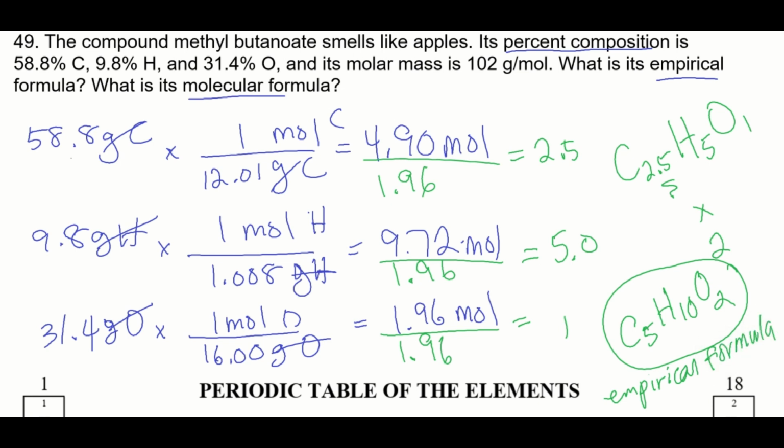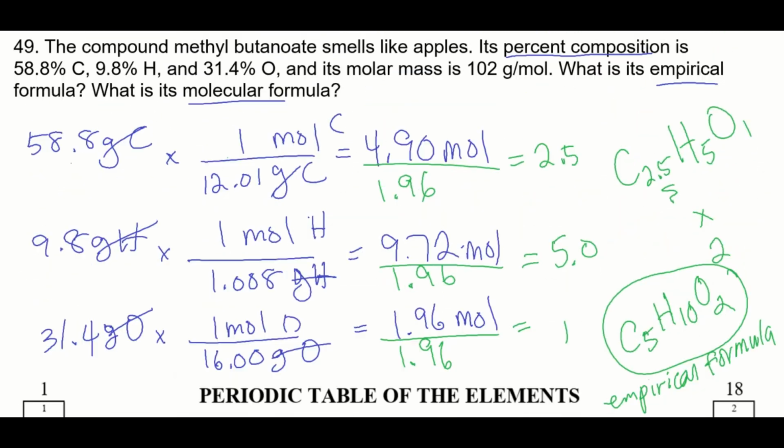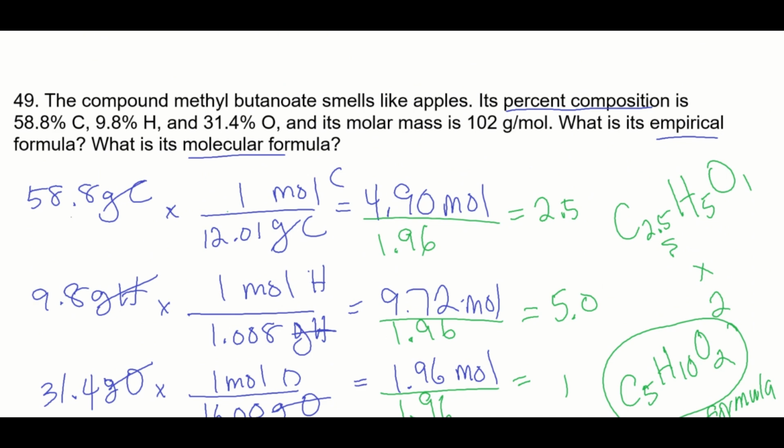Now let's answer the second part, which is the molecular formula. In order to get the molecular formula, we need to be given the molar mass, which is given here. And so the molar mass is 102. So we want to see how many times the empirical formula mass goes into it. And that's how many times we're going to multiply the empirical formula to get the molecular formula.